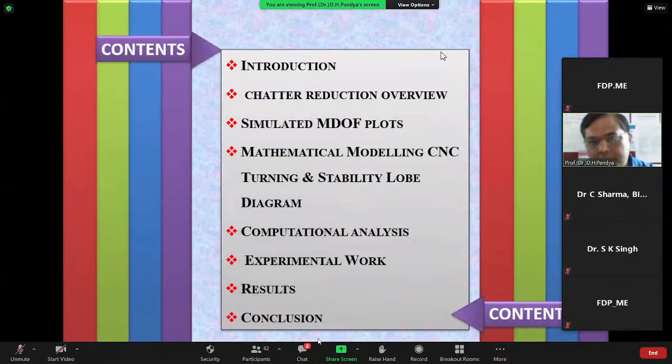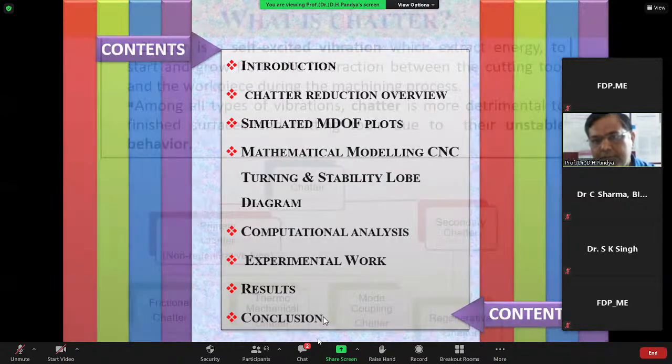In this presentation, we are going to discuss the chatter reduction overview, simulated multi-degree of freedom plots, mathematical modeling of CNC turning and stability lobe diagram discussion, computational analysis, and some experimental work for chatter, and then the further results and conclusions.